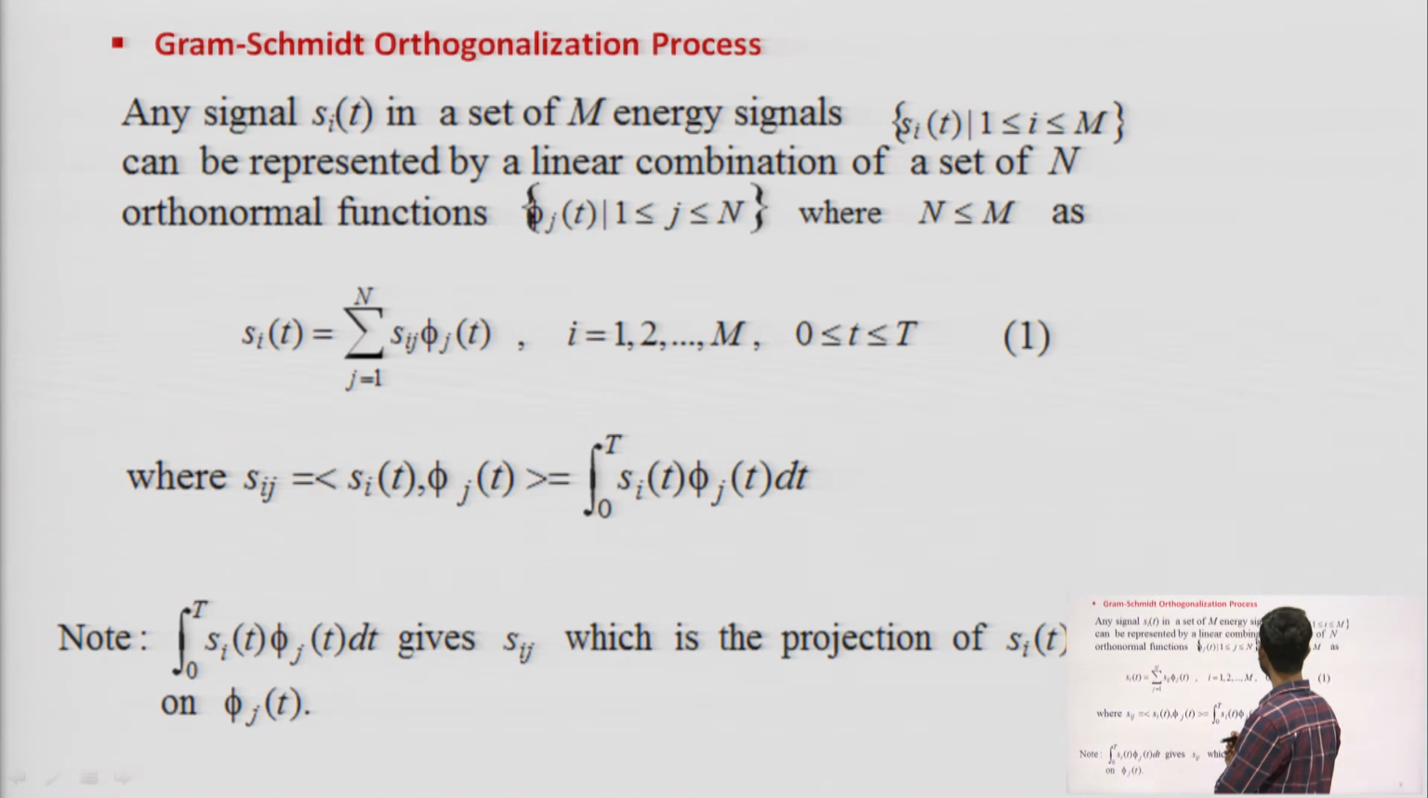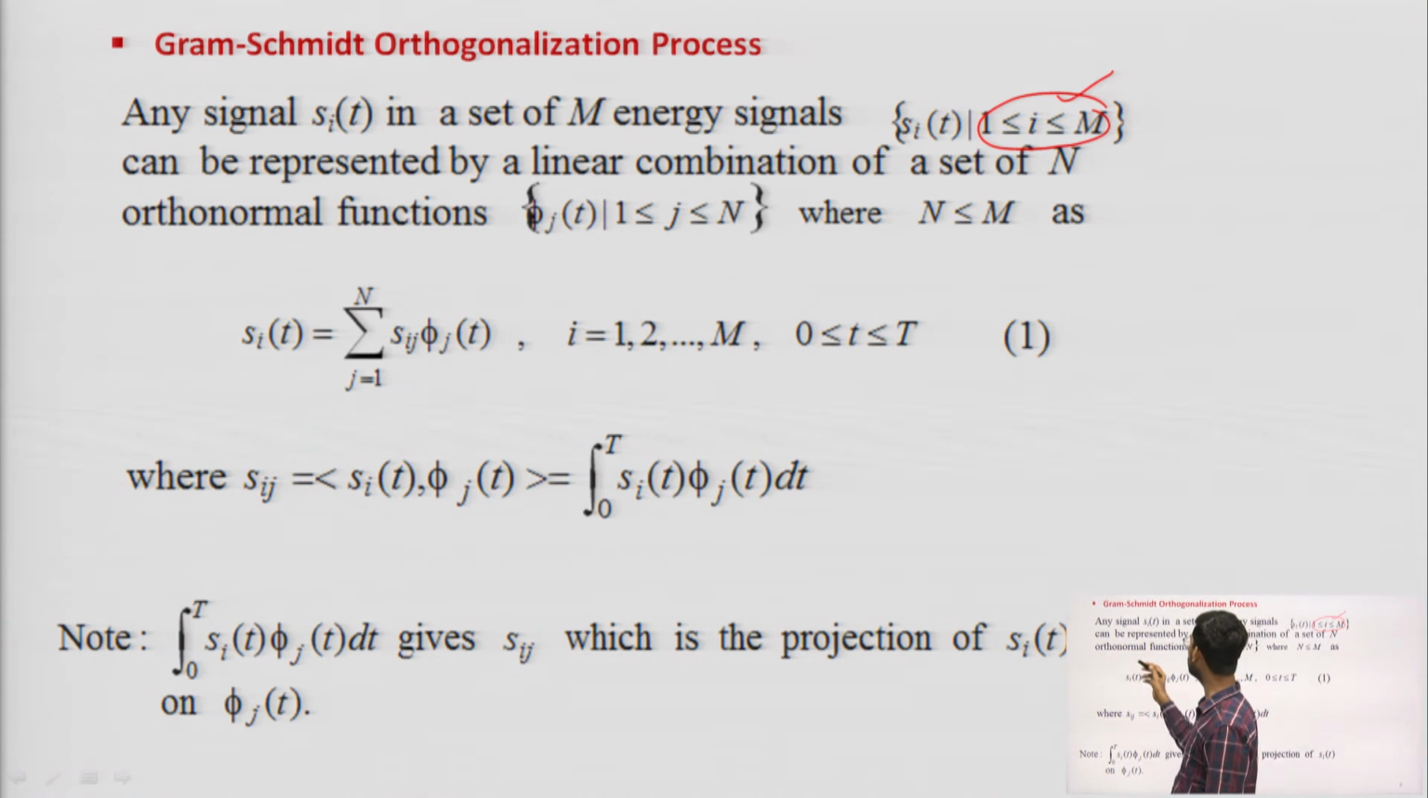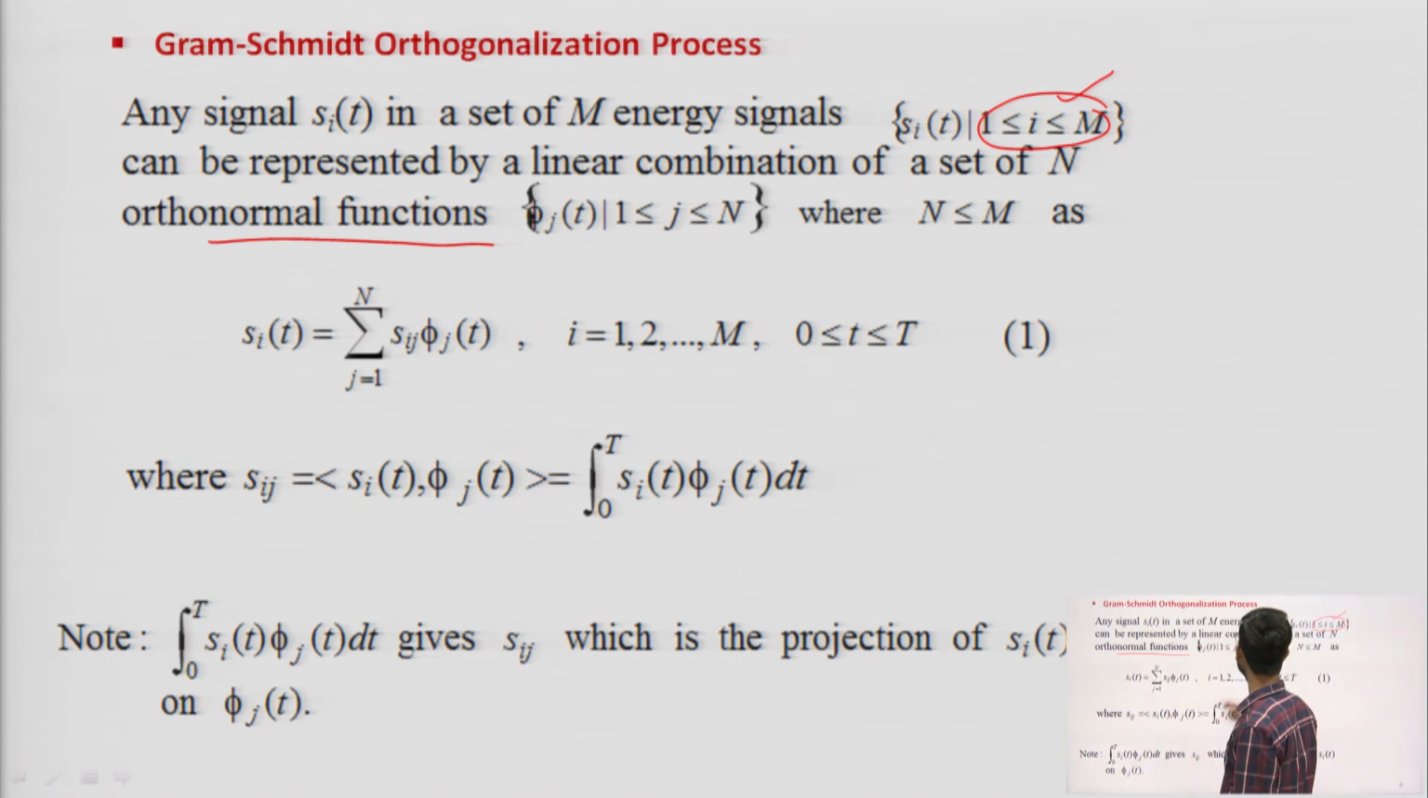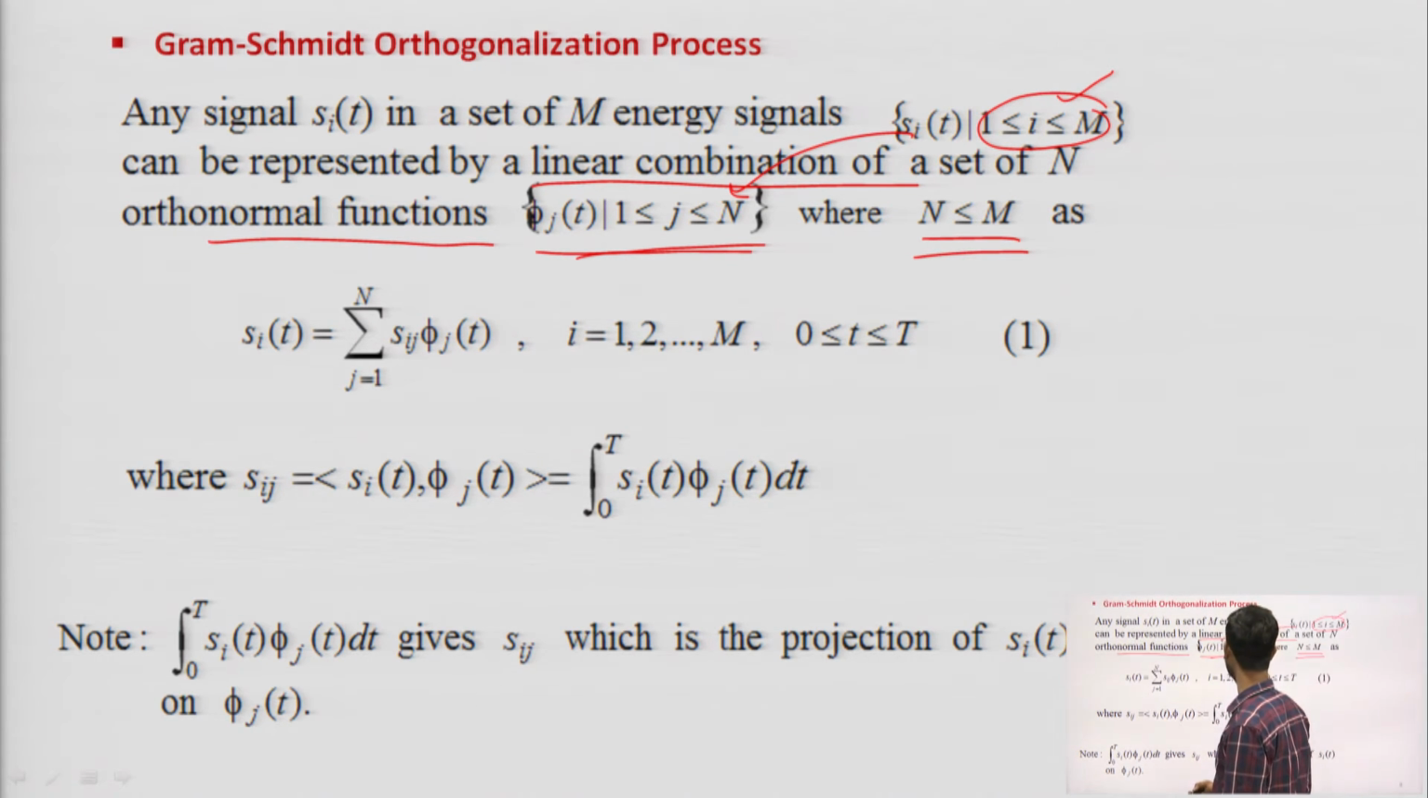So, in this slide we have seen orthogonal and orthonormal. So, we can say in extension, any signal Si t in a set of m energy signals can be represented by a linear combination of a set of n orthonormal functions. Okay. So, Si t can be represented by the use of a linear combination of a set of n orthonormal functions, that is phi j t, where n is less than or equal to m.